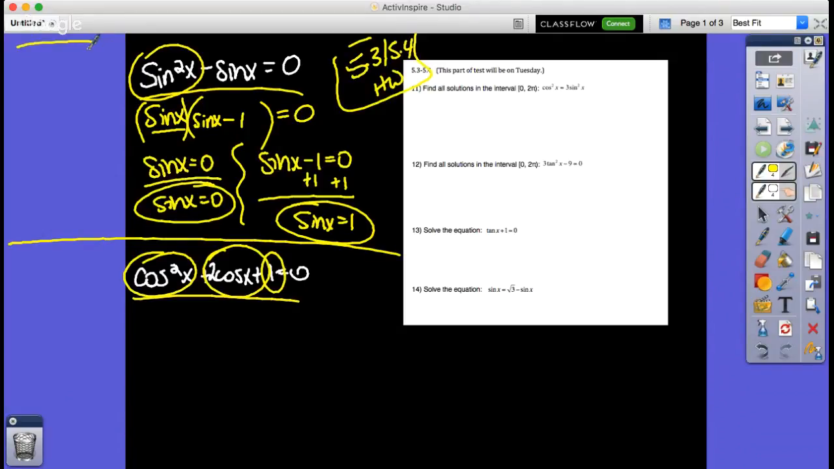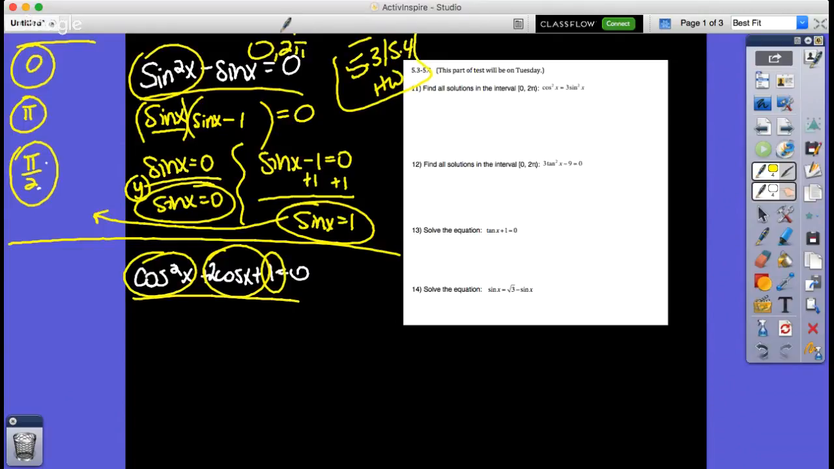On the blue, I'm going to put my answers here. I know that sine of x equals 0 at two places, where y is equal to 0: at 0 and pi. And where is sine of x equal to positive 1? Sine of x is equal to positive 1 at pi over 2. So we've got three answers. If I were to ask you what the answers are between 0 and 2 pi, these are the only answers I would provide. However, if I said, what are the answers?